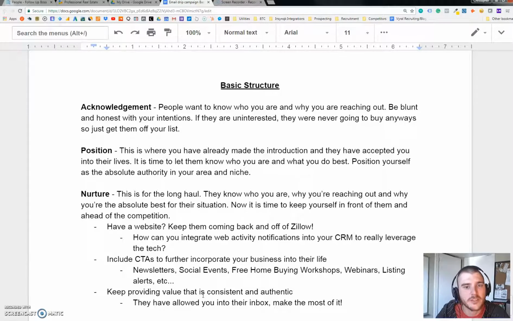And lastly, keep providing value that is consistent and authentic. They've allowed you into their inbox, so make your time worth it. Make their time worth it. You're a professional and there's a reason you've been reaching out to them. Let them know why and let them understand who you are.